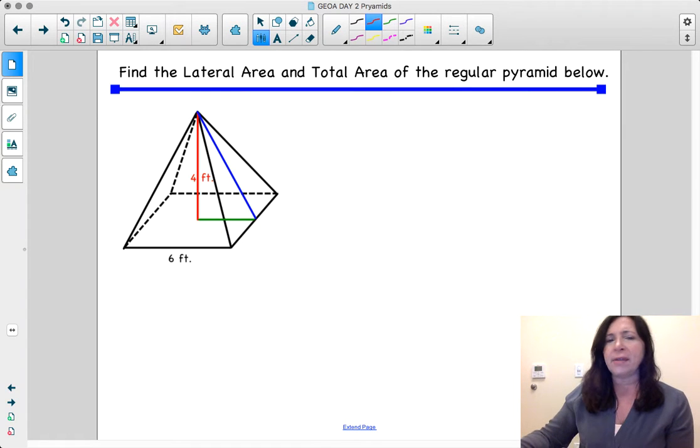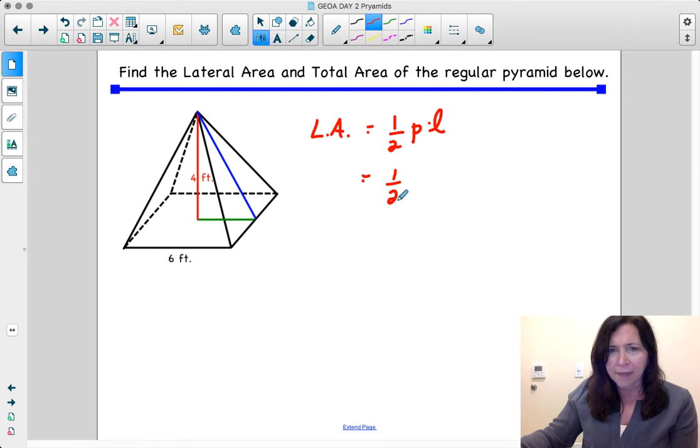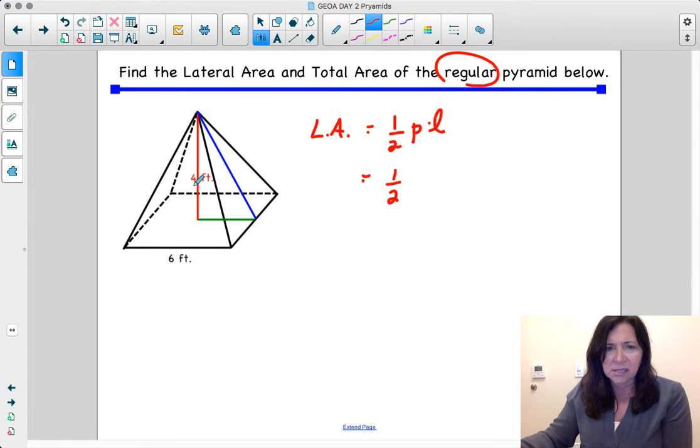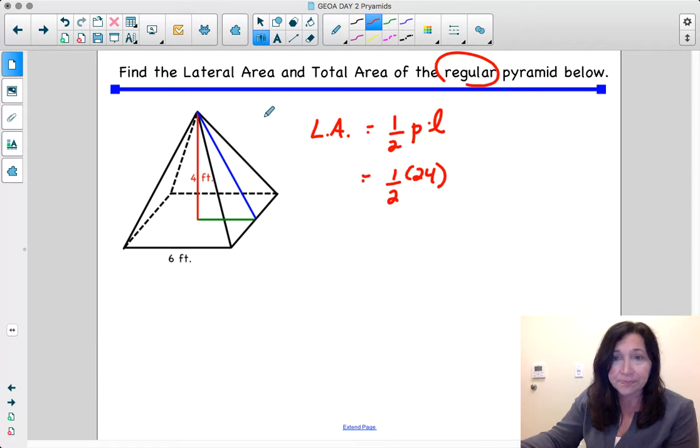Okay, so find the lateral area and total area of this regular pyramid below. So we're going to find the lateral area, and that's going to be 1/2 the perimeter times the slant height. So again, we're going to go 1/2 my perimeter. If this is regular, that means all the sides are congruent. So that's 6, 6, 6, 6. So 6 times 4 is 24. So 24 is my perimeter, times my slant height, but they actually didn't give me that.